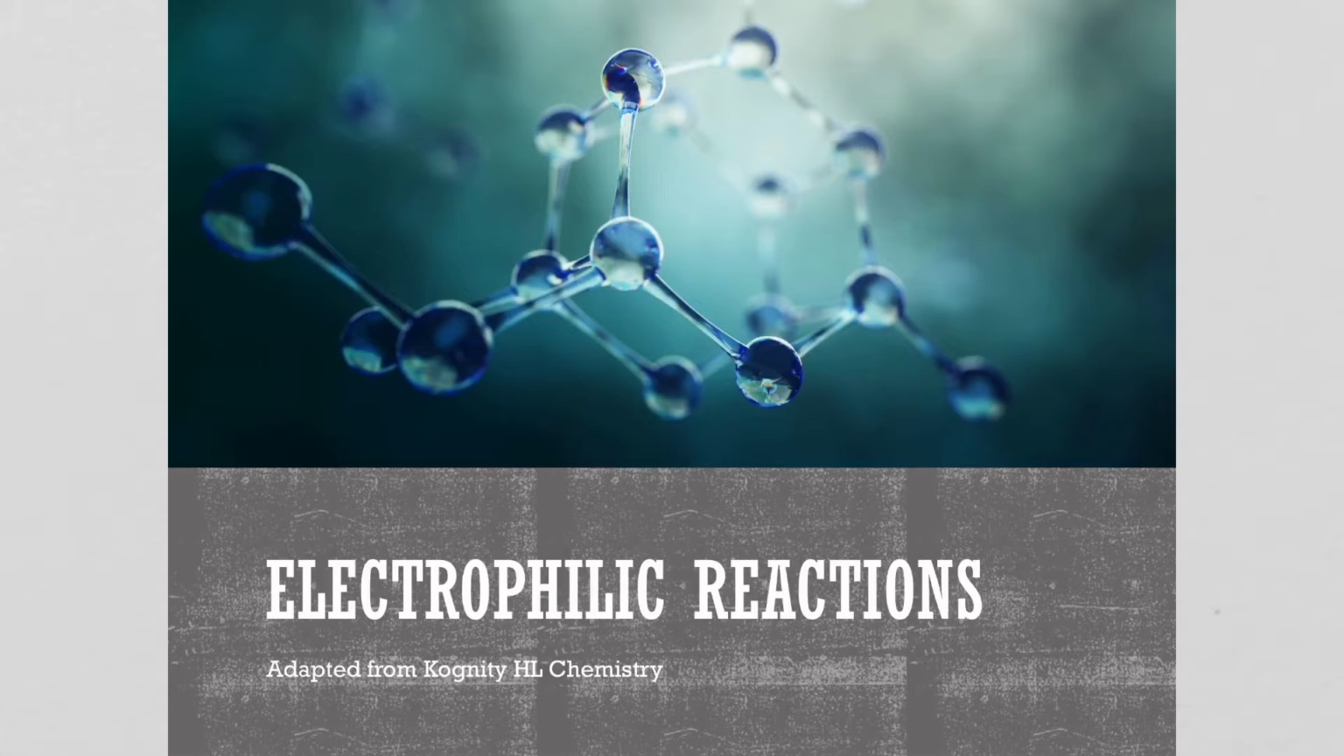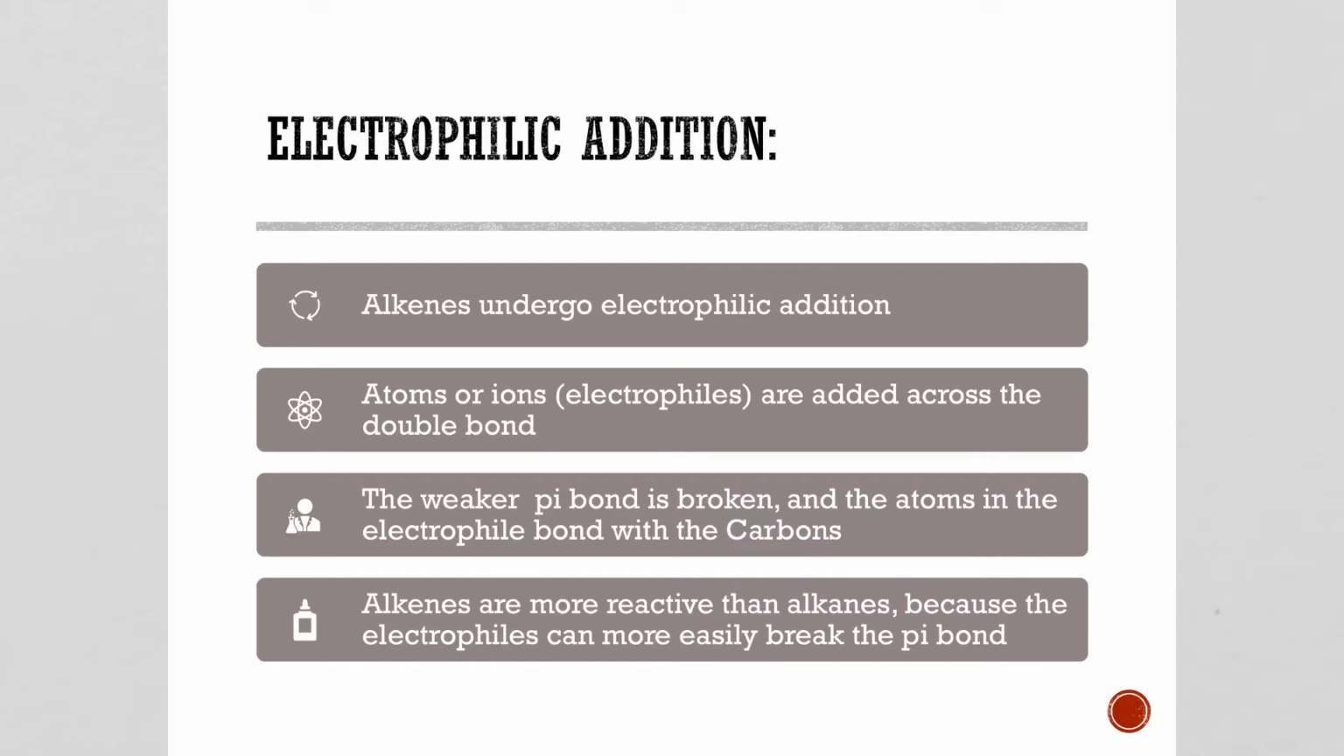In this video, we're going to look at electrophilic reactions. So the first one that we'll take a look at is electrophilic addition. So alkenes undergo electrophilic addition. And what happens is atoms or ions, which are known as electrophiles, are added across the double bond.